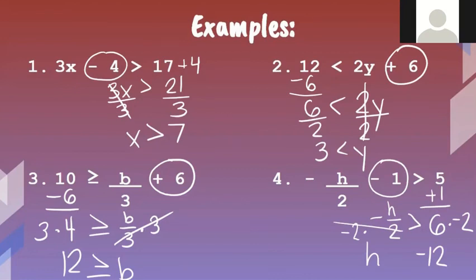This is an example of the flip-flop rule. The flip-flop rule is when you have to flip the inequality symbol because you multiplied or divided by a negative number. So we are going to flip it to make it less than symbol. So here's our solution. H is less than negative 12.